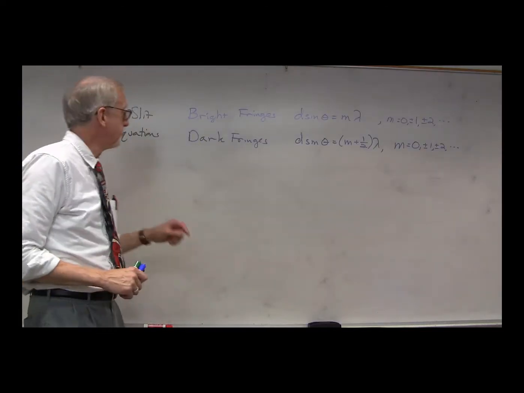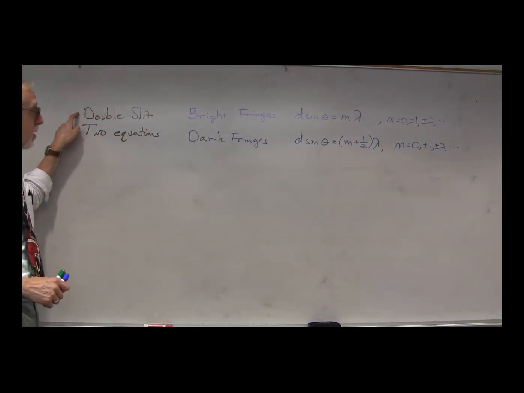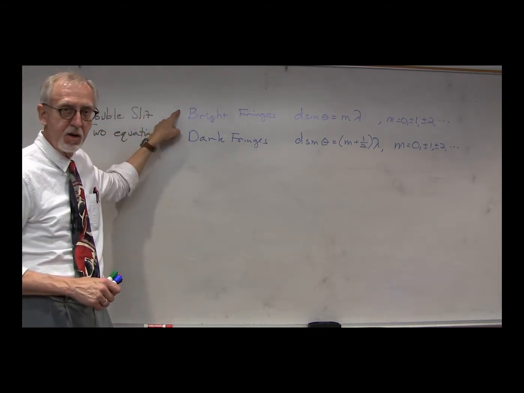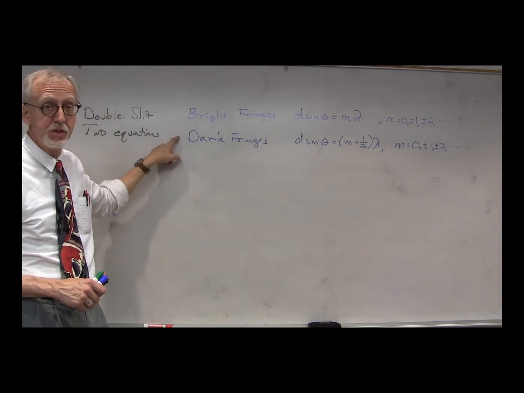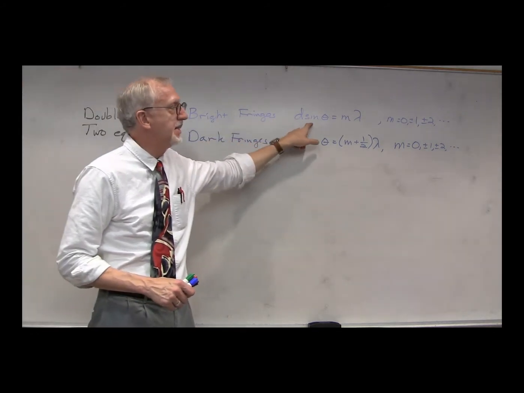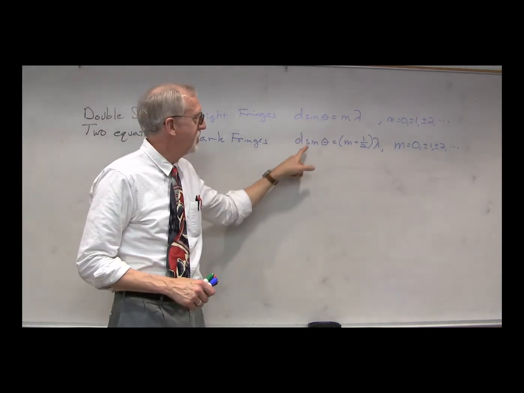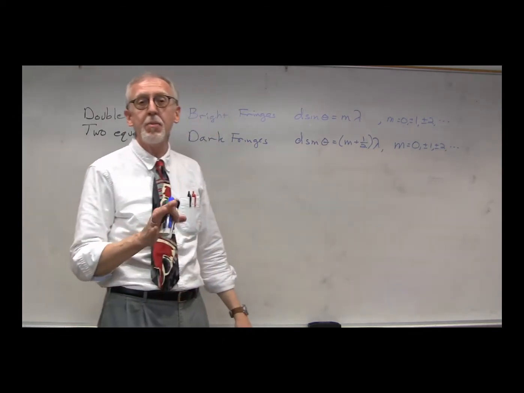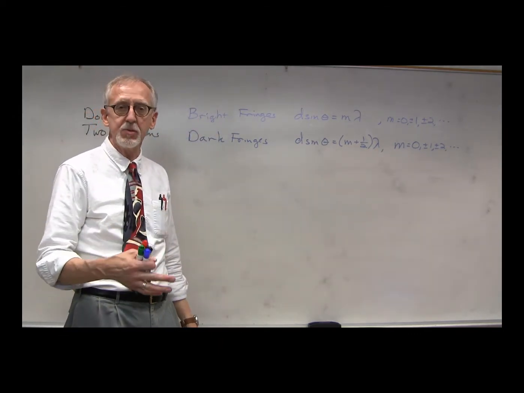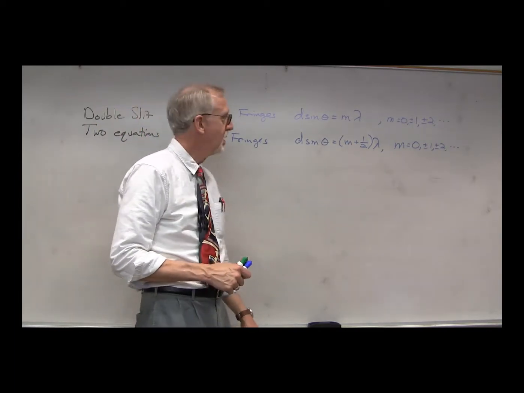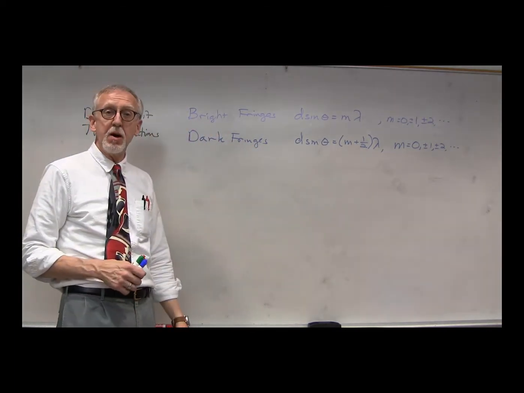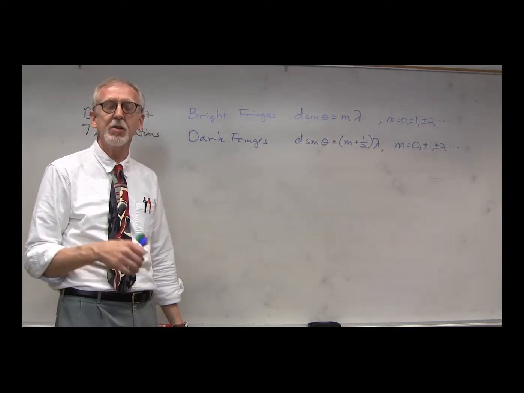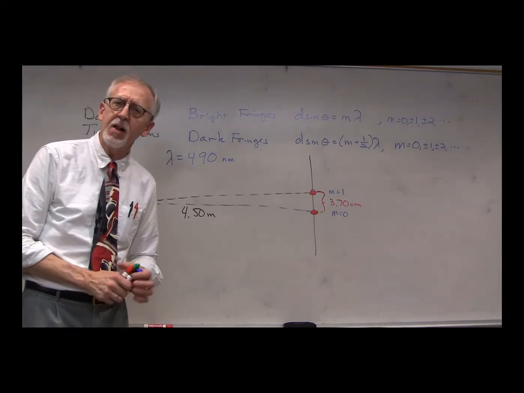Now let's keep in mind that for the double slit experiment, we have two different equations. One equation that tells us where the bright fringes are, one equation that tells us where the dark fringes are. The bright fringe equation is d sine theta equals m lambda. The dark fringe equation is d sine theta equals m plus 1/2 lambda. And remember, m could equal 0, plus or minus 1, plus or minus 2, etc., any integer. Now, let's imagine we do an experiment and we get some measurements and we want to do a calculation.